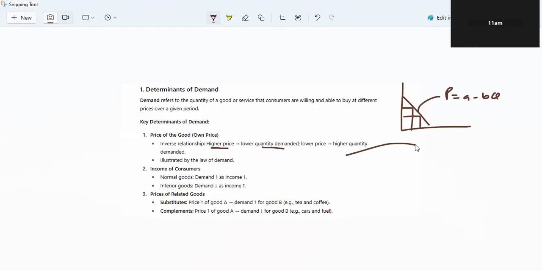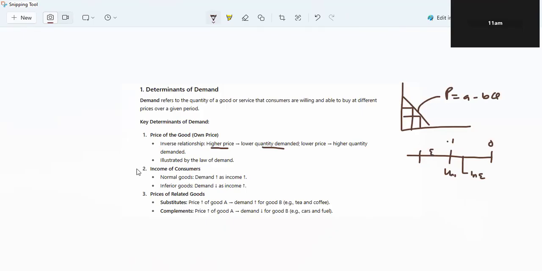Then demand is classified in three important regions. Number one, demand can be elastic, inelastic, or unit elastic. So between 0 and -1, we can say demand is inelastic. If it is at 1, it is unit elastic. If it is more than 1, it is what? Elastic.